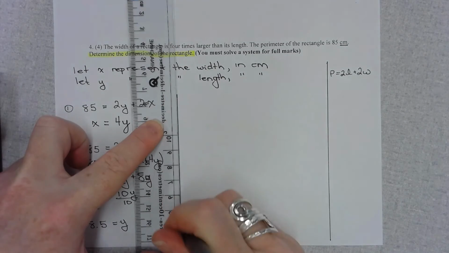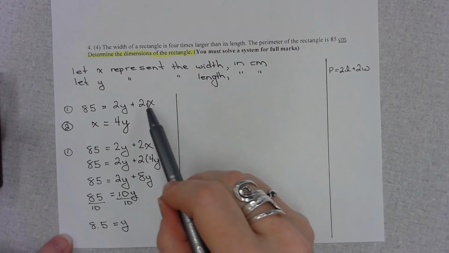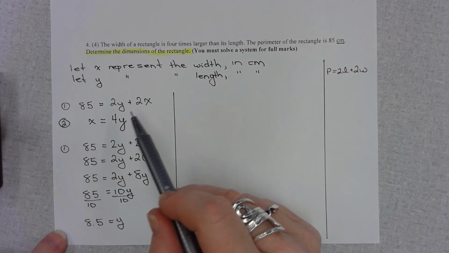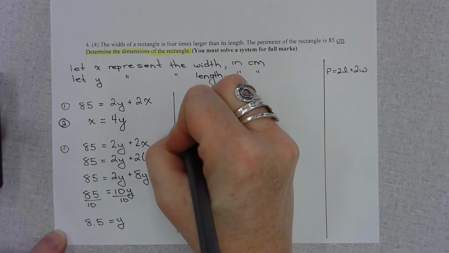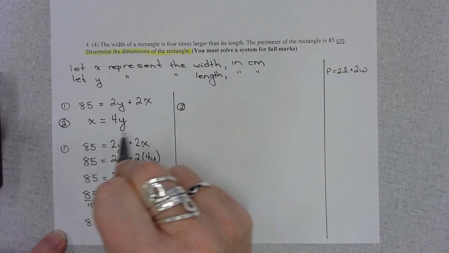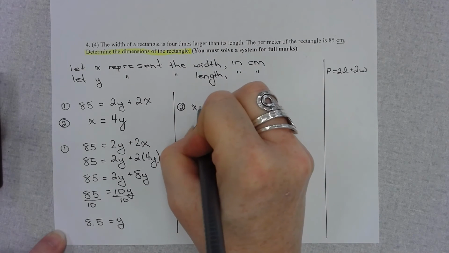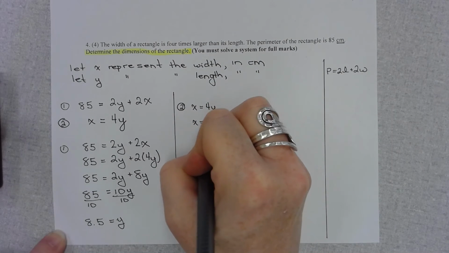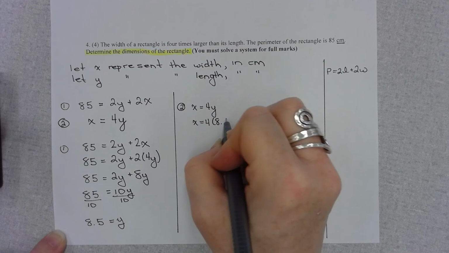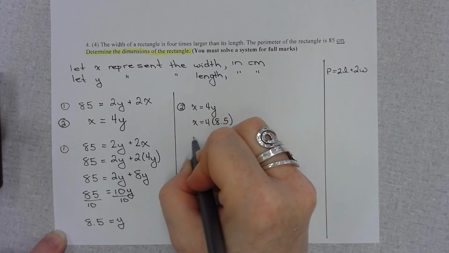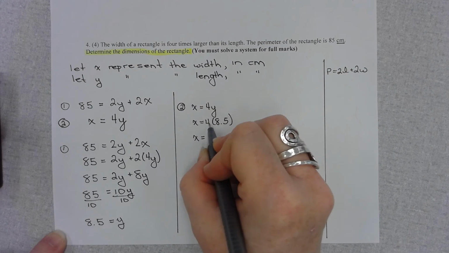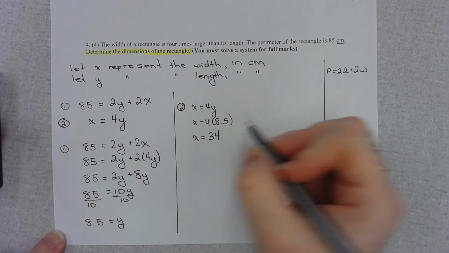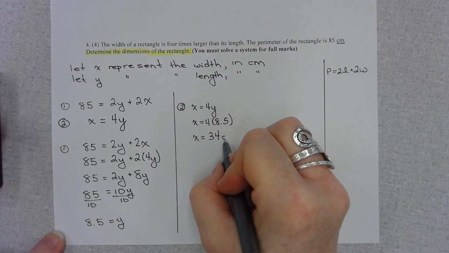At the point of intersection, both of these equations have the exact same y value, so it doesn't matter which one I use. I'm going to use equation number 2 because it's easier to do the math on. I know that x is equal to 4y, and in this case, y is 8.5. So x equals 4 times 8.5: 4 times 5 is 20, and 4 times 8 is 32. 32 plus 2 is 34 centimeters.